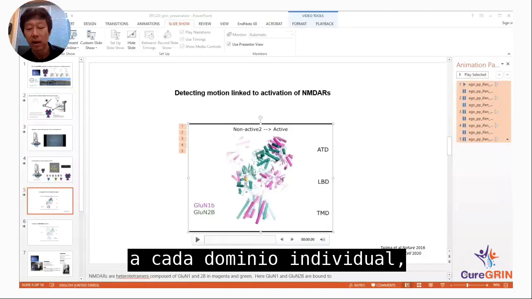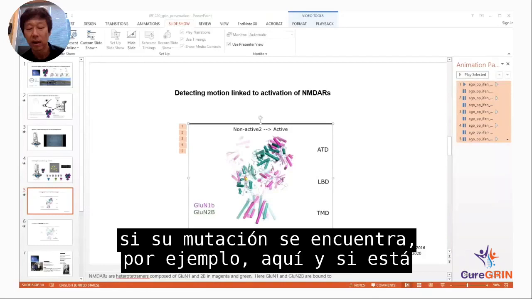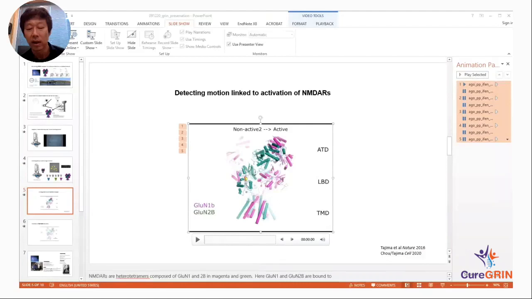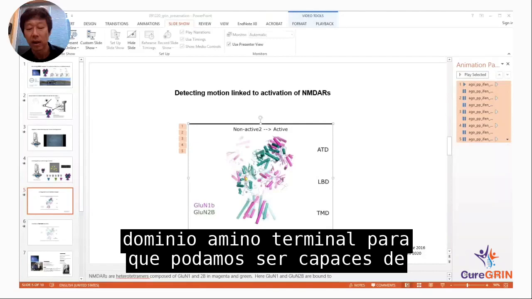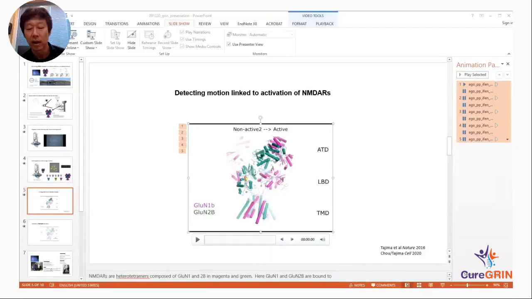The reason I'm saying that is that we can now also visualize compounds that are binding specifically to each individual domain. For example, if your mutation is located here, and if it's affecting the area called ATD, then there's also a compound that binds the amino terminal domain. So we might be able to regulate or fine-tune the activity of NMDA receptors.